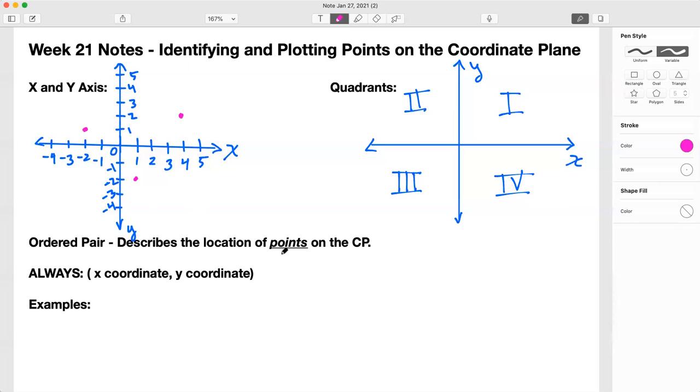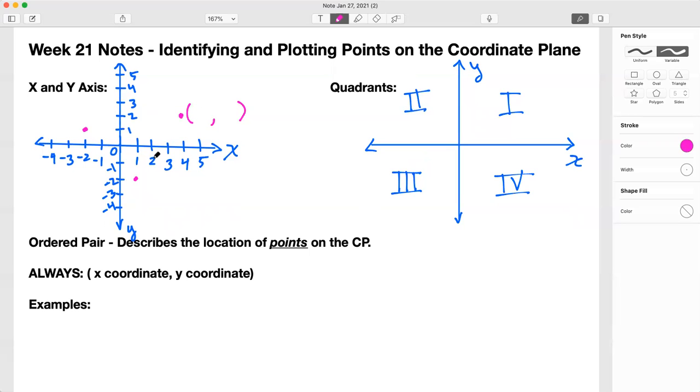All right. So now that's great, but what if I wanted to describe the location of those points? Well, I would need an ordered pair, you see. Now, here's what an ordered pair is. It's always x coordinate, y coordinate. So what we do is we have it in parentheses, just like this. There's a comma in between. First, it's the x coordinate that goes here, then the y coordinate.